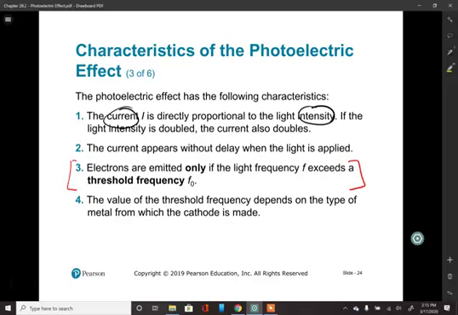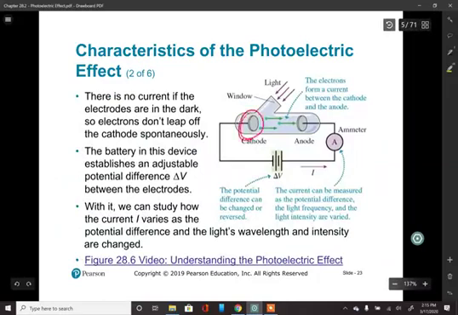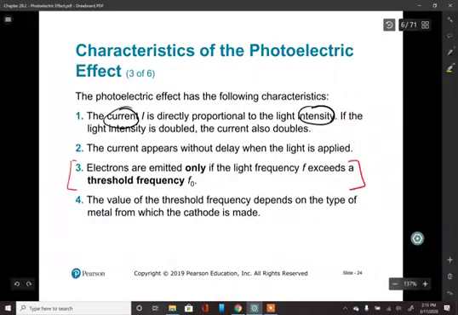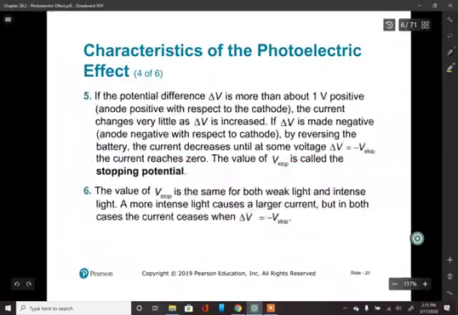And then point number 4 here is that the value of this minimum frequency changes based on the metal that we have, right? If I change this material, then some light that used to make the photoelectric effect happen won't anymore, or vice versa.